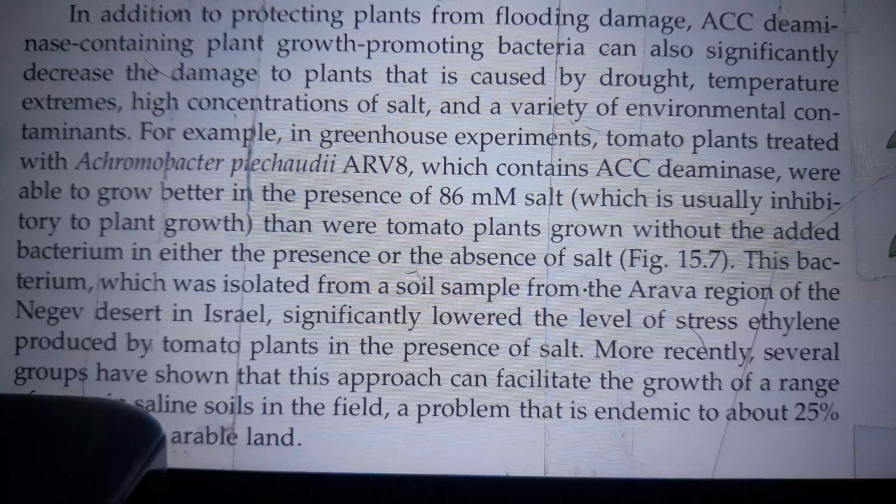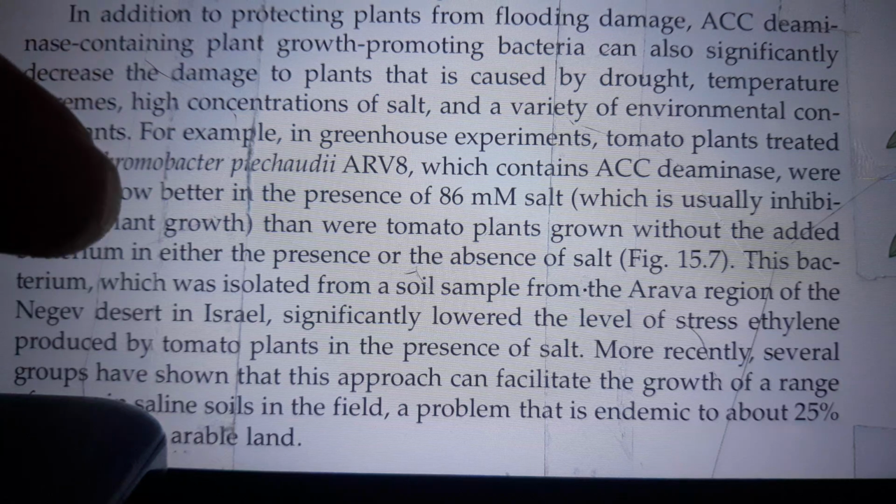In addition to protecting plants from flooding damage, ACC deaminase-containing plant growth-promoting bacteria can also significantly decrease the damage to plants that is caused by drought, temperature extremes, high concentrations of salt, and a variety of environmental contaminants.